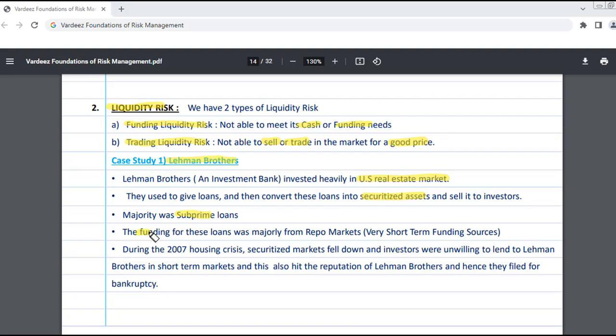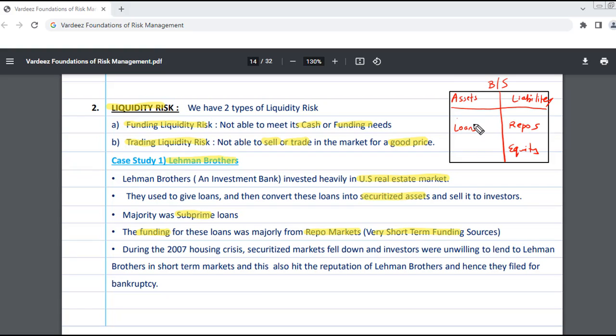And let's talk about their funding. The funding for all these loans came majorly from the repo market. Now we've already talked about the repo market in the last reading. It's a very short-term funding source. All right, now I've just drawn a simple, hypothetical balance sheet. Just understand this for Lehman Brothers here. So let's say the assets majorly are loans and the liabilities are majorly repos. Okay, now look at this.